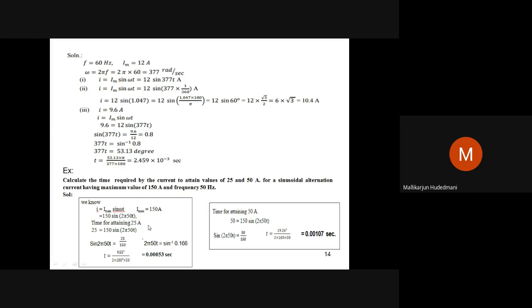So I hope this page is visible to you all. What I am trying to convey is that 150 sine 2 pi 50 into t is equated to 25 to get the time for occurrence of 25 ampere. Am I right? Is this page visible? Yes, somebody reply to me. Yes, sir. Okay, thank you, thank you.